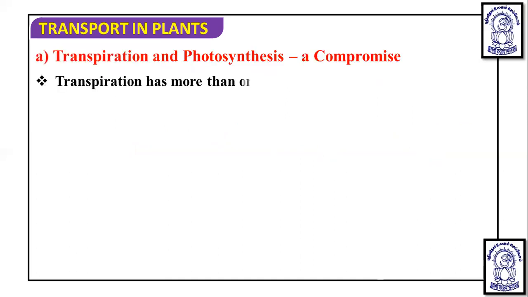So after the types of transpiration and the opening and closing of stomata, now we are going to discuss that if transpiration is occurring, water is to be supplied for photosynthesis, and in photosynthesis water is necessary. So how do we consider photosynthesis and transpiration as a compromise?